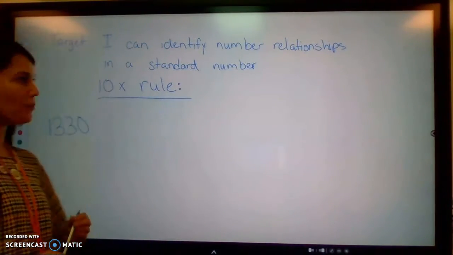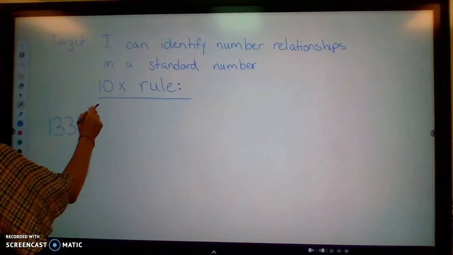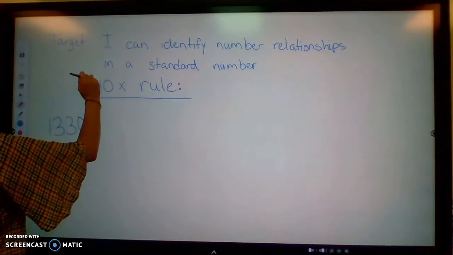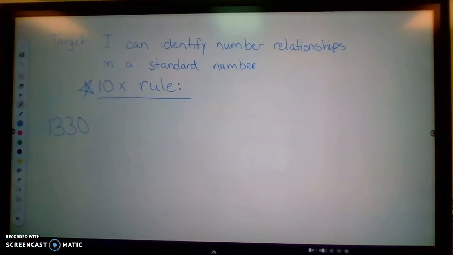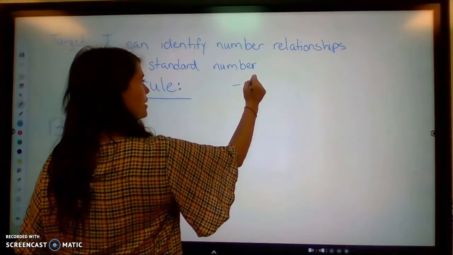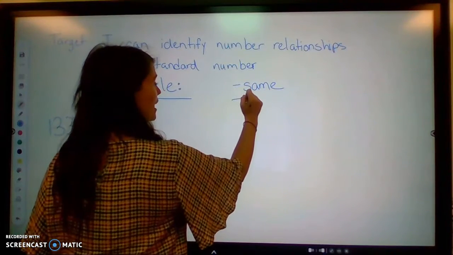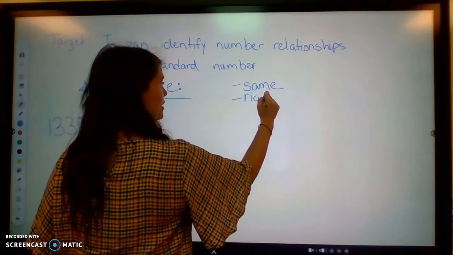Hi boys and girls, today we are going to be working on our place value some more by identifying number relationships in a standard number. So we are going to be focusing on this right here, which you talked about in Mrs. Coyne's class, and it's the 10 times rule. So if you remember, when we are looking for something that is following our 10 times rule in a standard number, we know we have to look for numbers that are the same and right beside each other.